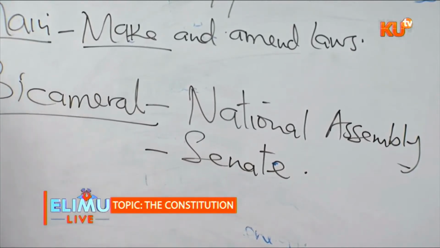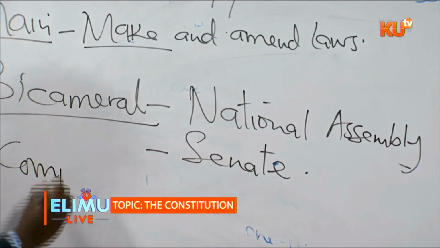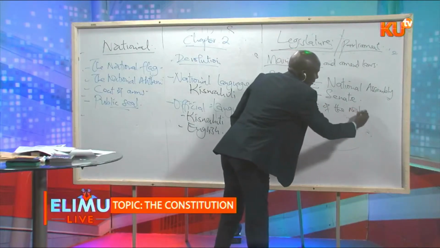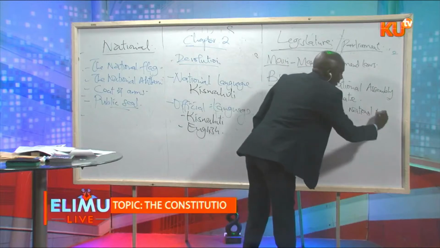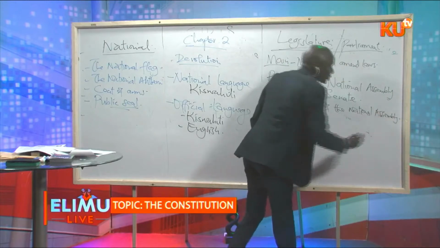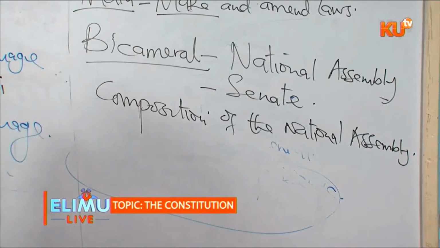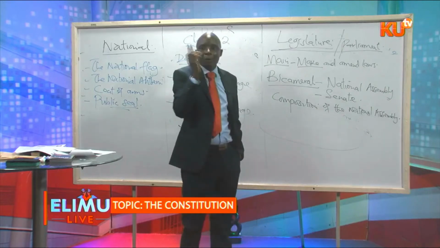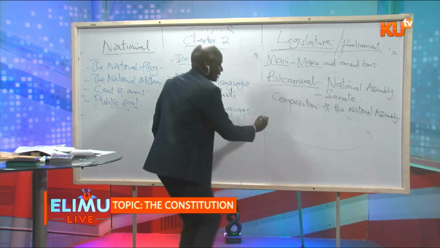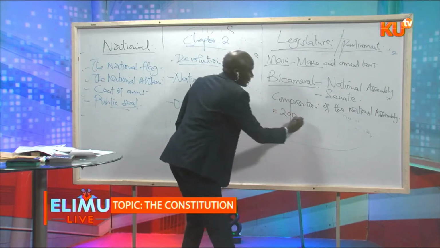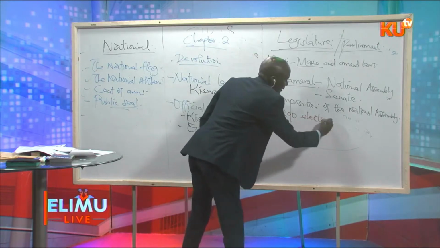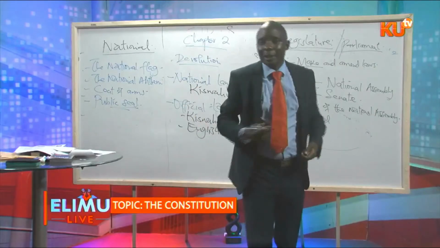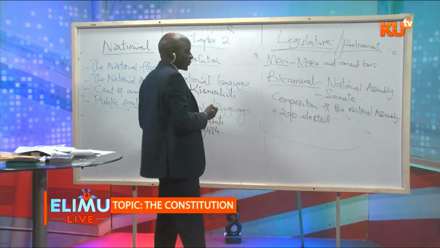Let me talk about the composition of this, because it's very important. Let me talk about the composition of the National Assembly. Who are the members? Remember, I talked before that if you're going to make amendments, then we need 2/3 of the members of parliament. Then after this, we are going to look at how we can achieve these 2/3. They are the following: 290 members elected to represent their constituencies. One of them, West Mugirango, we can say Nambale, Kasarani, all those ones, to make 290 of them.